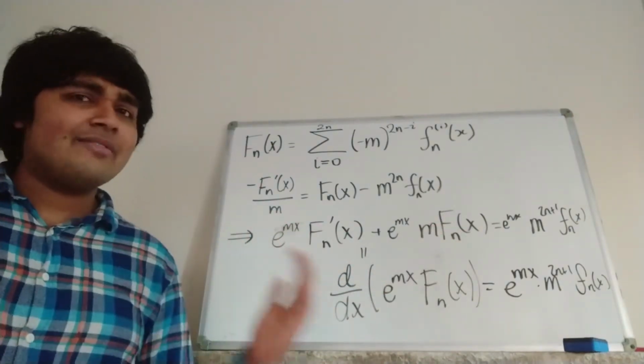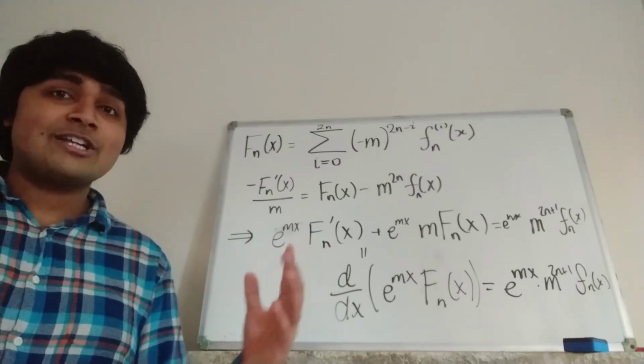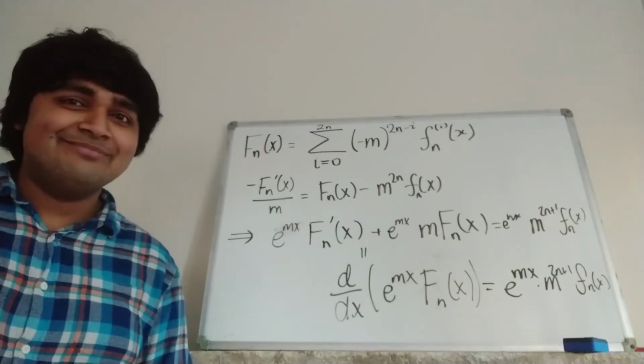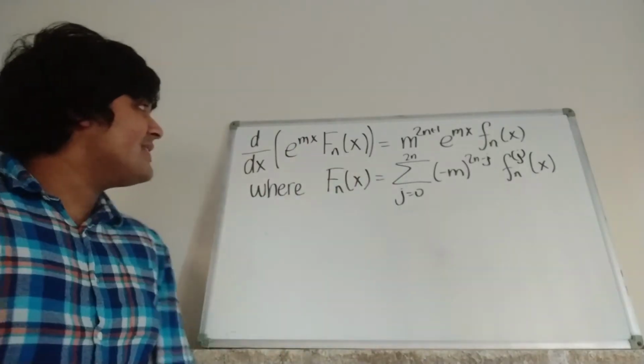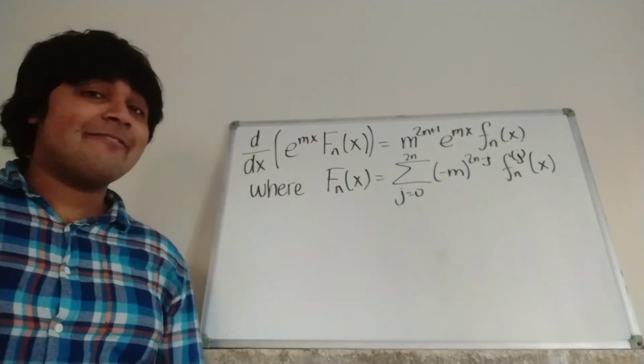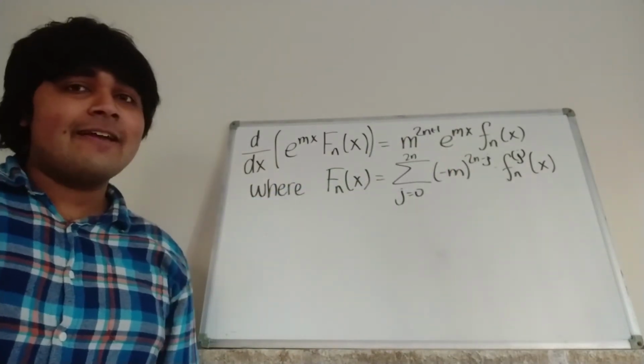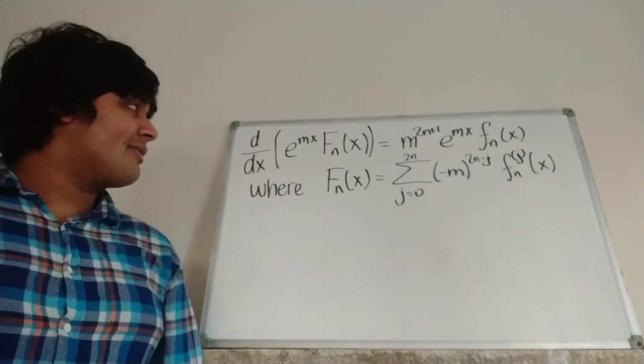Now notice so far I haven't actually talked about rationality or irrationality, so that's what we want to do next. Let me clean up the whiteboard and we'll continue. Okay, so we just showed that the derivative of e to the mx times capital Fn of x equals m to the 2n plus 1 times e to the mx times little fn of x, and here's just the definition of capital Fn of x.